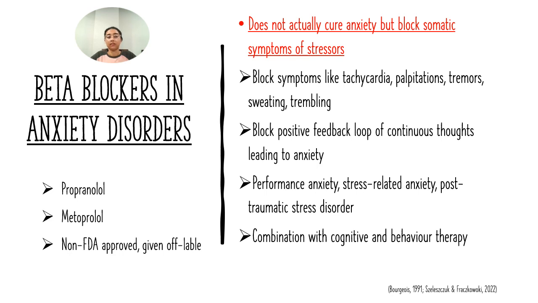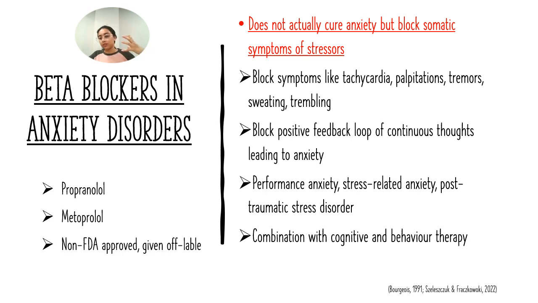Another disease that has a treatment use for beta blockers is anxiety disorders. This treatment is not FDA approved, but it is given off-label and it has shown to produce effective results. How beta blockers work in the management of symptoms of anxiety disorders is that they do not actually cure the anxiety, but they block somatic symptoms of the stressors.